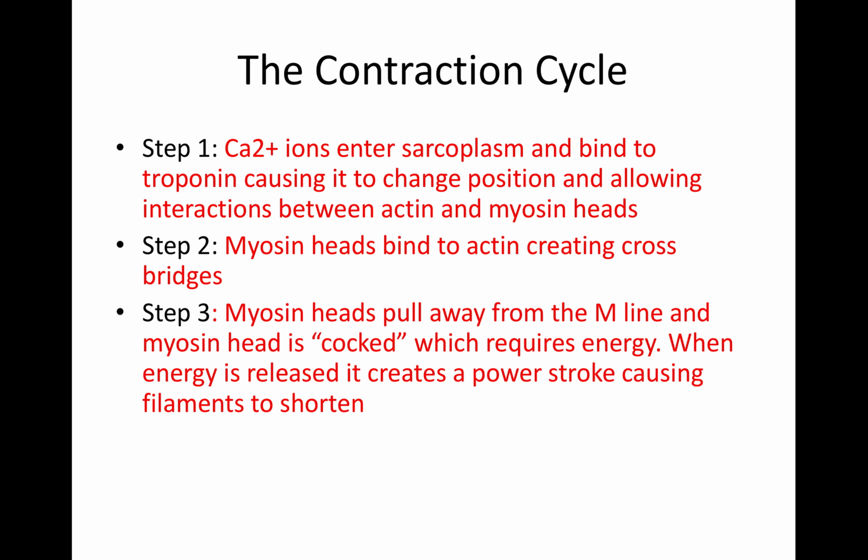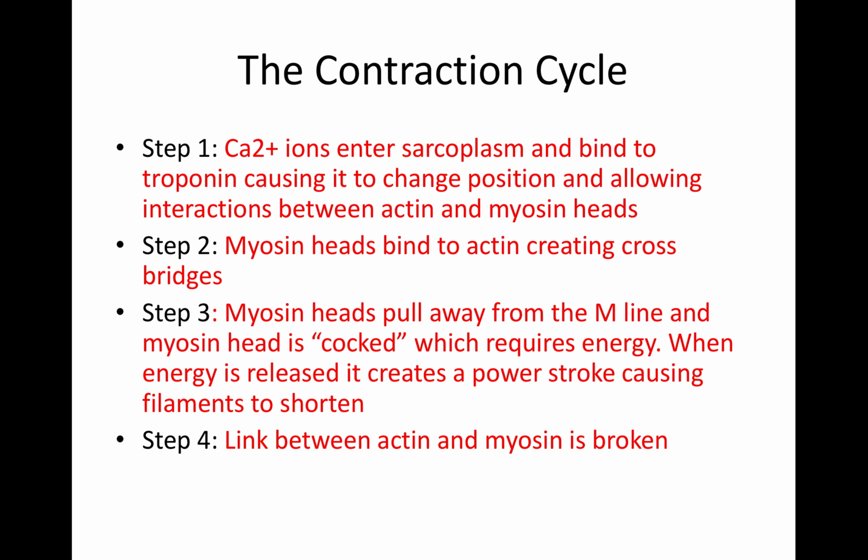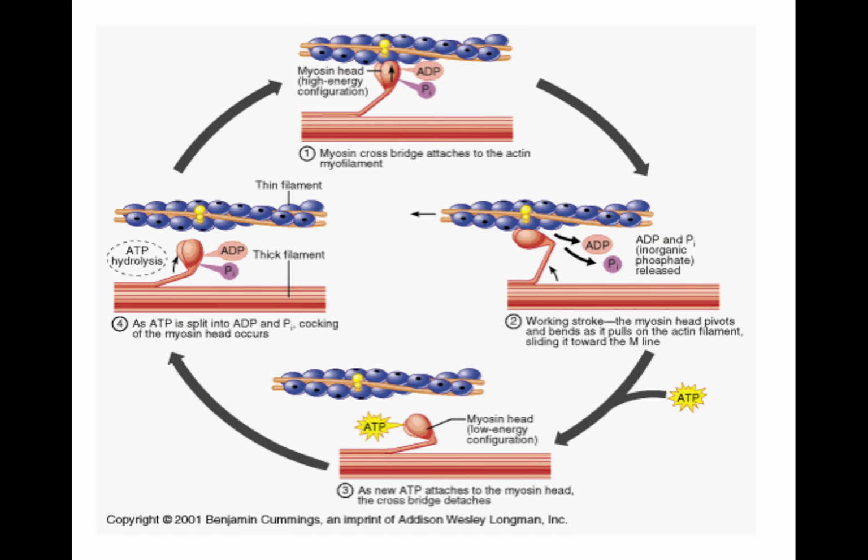And then the myosin heads are going to pull away from their M line, and the myosin head gets to like a cocked position. It's ready to go, which requires energy or ATP. When it gets released from that position, it's going to attach to the actin and it creates something they call a power stroke, which pulls the actin filaments towards the center. Then the link between the actin and myosin is broken. The myosin is going to reactivate, so this can happen over and over and over again. Here's a diagram showing that action.